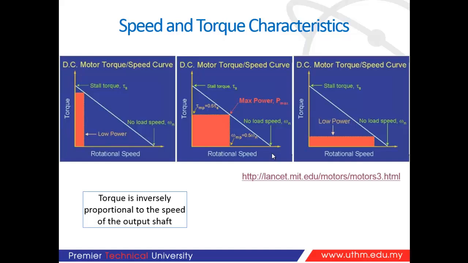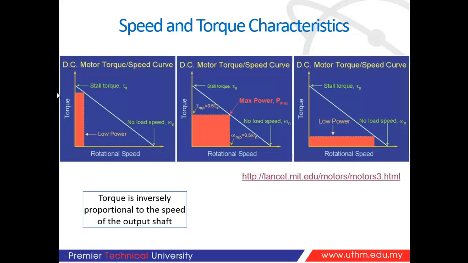Now we will cover the speed and torque characteristic. Normally the torque and rotational speed are inversely proportional to each other. For example, the higher the torque, the lesser the speed. When you have a higher speed, it means that the torque is very low. Therefore you can assume that the line is a linear graph. Linear is very easy, you can imagine y equals mx plus c.